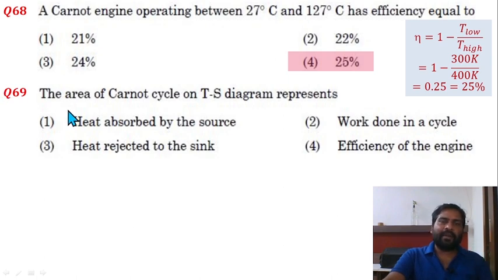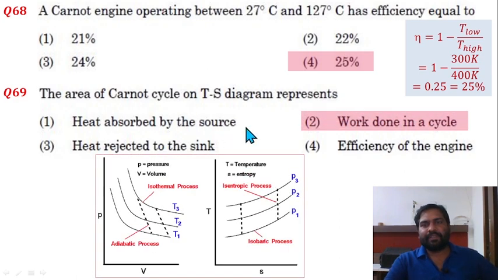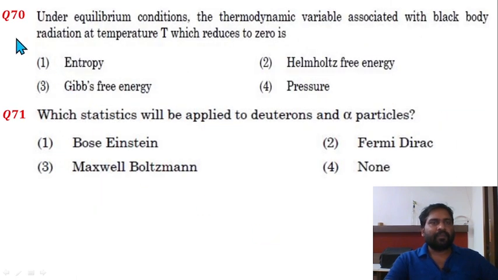Question 69. The area of the Carnot cycle on a TS diagram represents work done in a cycle. It is your TS diagram, and it represents the work done in a cycle. Question 70. Under equilibrium condition, the thermodynamic variable associated with black body radiation at temperature T which reduces to 0 is... It gives free energy.